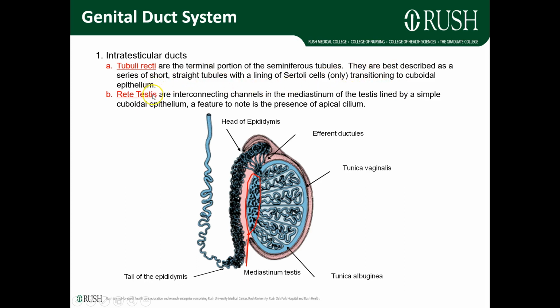That is seen in the next stage, referred to as the rete testis, and they are the interconnecting channels in the mediastinum, in this region circled with the red circle here, and they are lined with simple cuboidal epithelium. One of the features that you should note is the presence of apical cilia inside here as the sperms are traveling through this region.